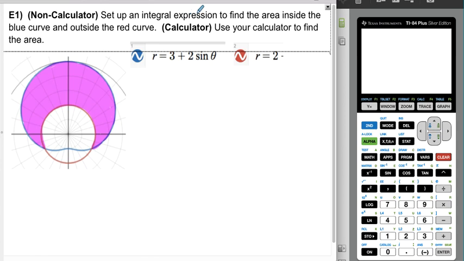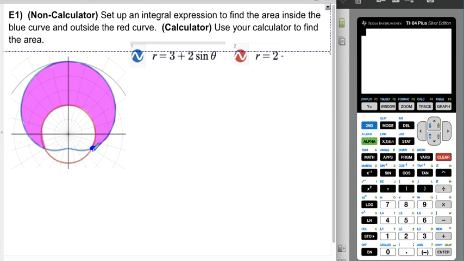All right, so let's go ahead and set up but not integrate an integral expression. So we're going to do a calculator and non-calculator part of this. We're going to set up an integral expression to find the area inside the blue curve and outside the red curve, and then we're going to use our calculator to actually find that. But first we're going to do the part where we set it up without a calculator, okay?